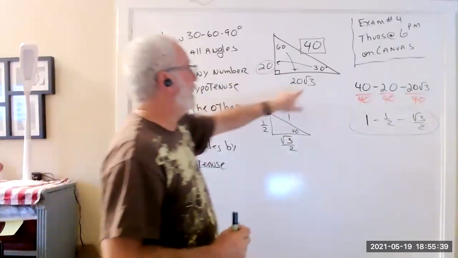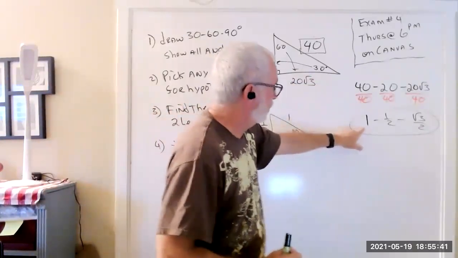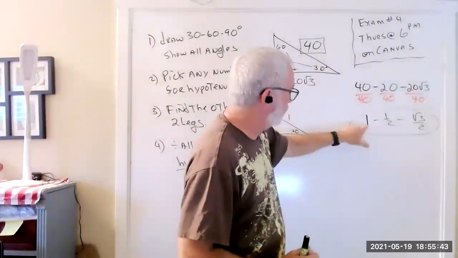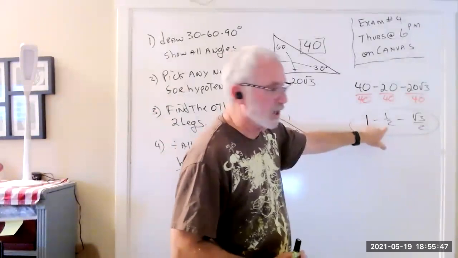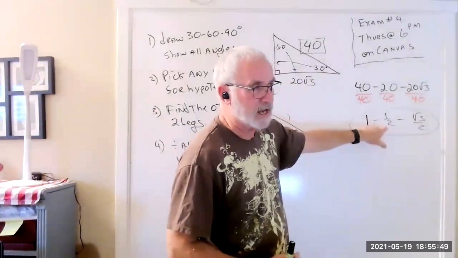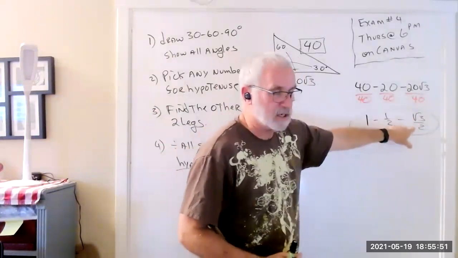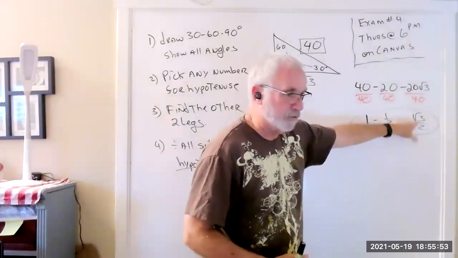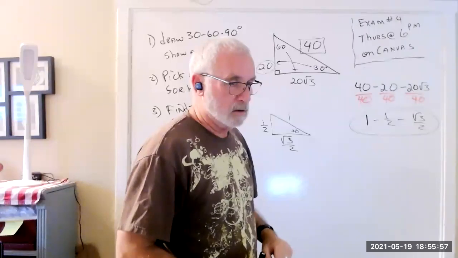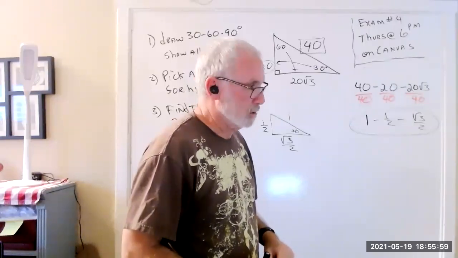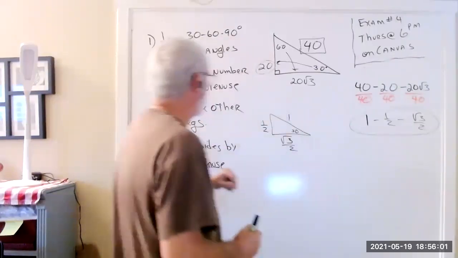Did everybody get this when you divided by your hypotenuse? Did you get the hypotenuse is 1, the side opposite the 30-degree angle was a half, and the side opposite the 60-degree angle was the square root of 3 over 2? Did everybody get that one? Yes, no? Yes. Okay, cool.